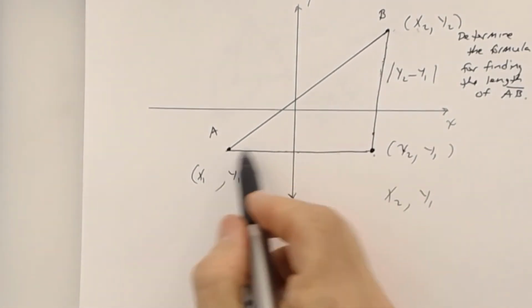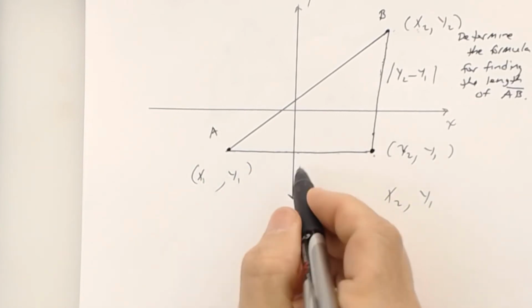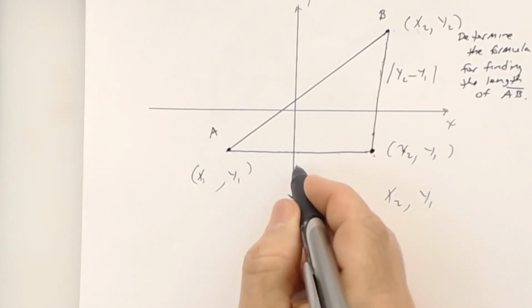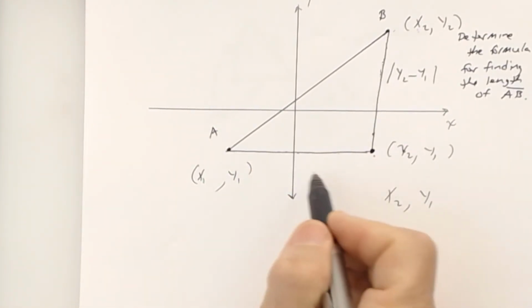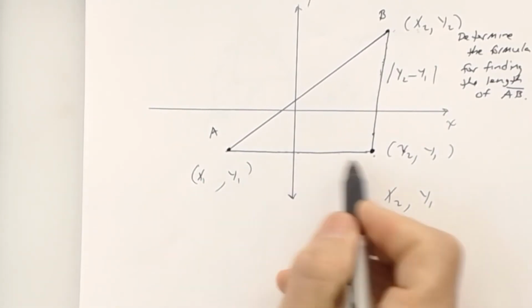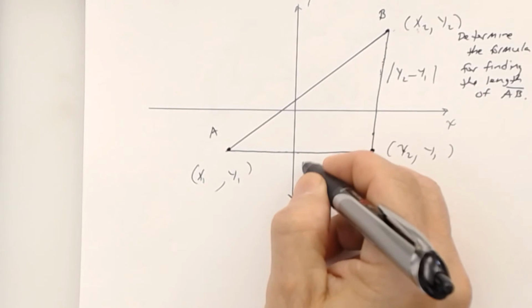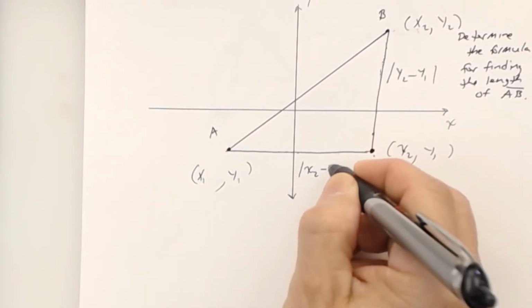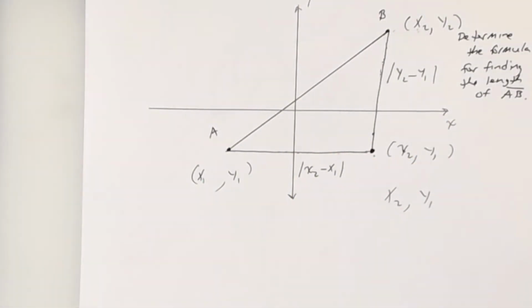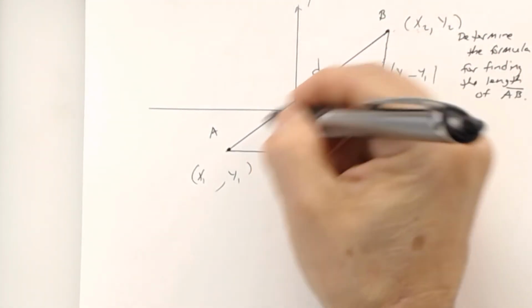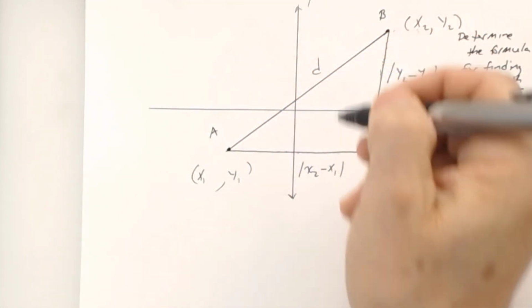What is this horizontal length right here? x2 minus what? x1, but absolute value. x2 minus x1. Okay? And I'm trying to find this distance right here. This distance, I'm going to call D. I'm trying to find D.